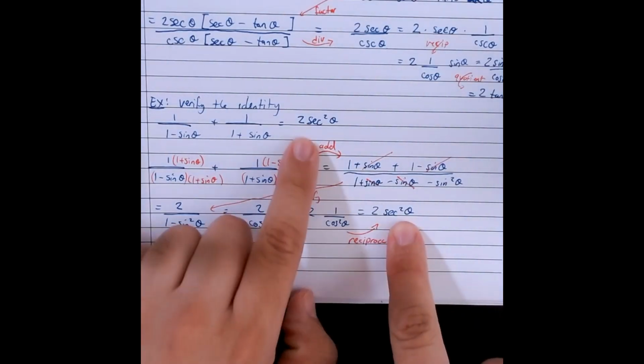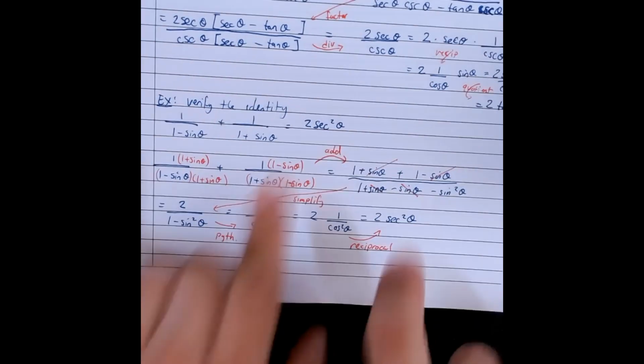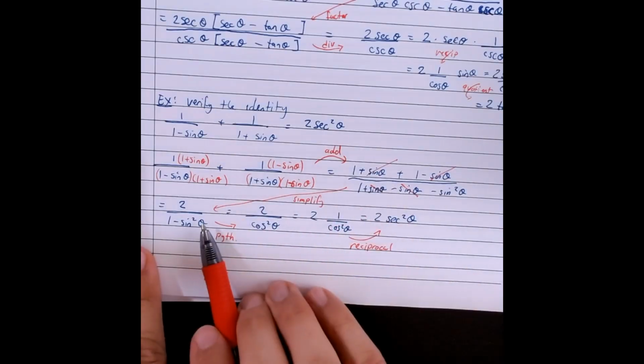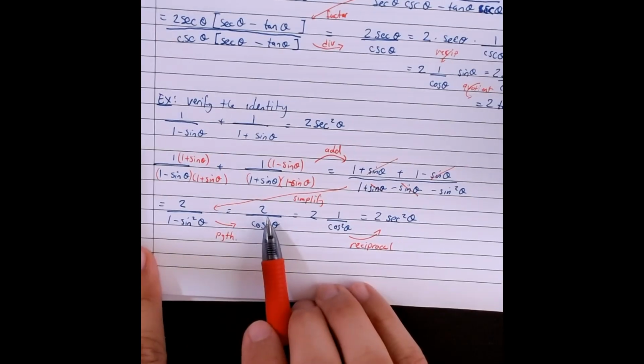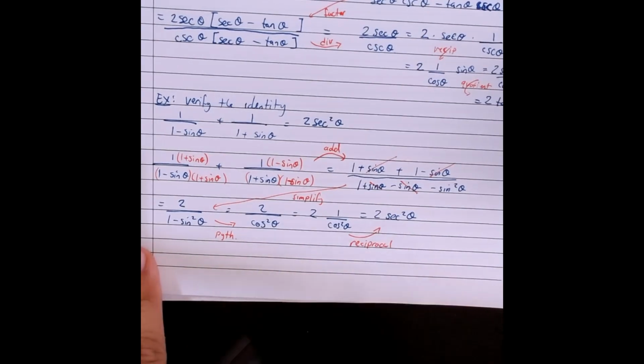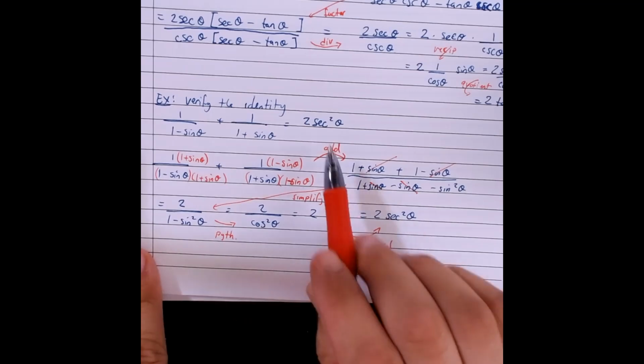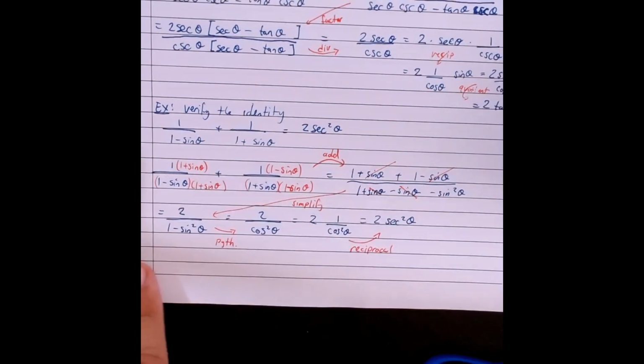But that's the conclusion that we were hoping for. So by first adding these together and then simplifying, combining like terms, using a Pythagorean identity, and then using the reciprocal identity, we end up with the function that we were looking for. And so this verifies our identity.